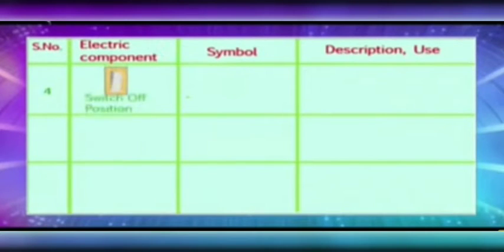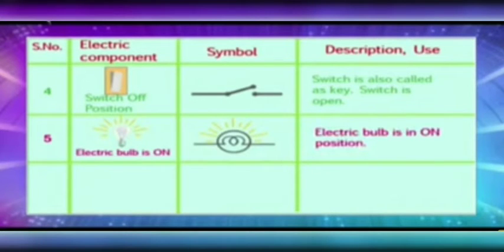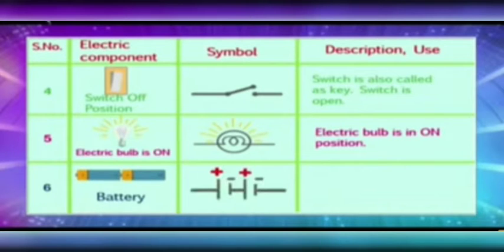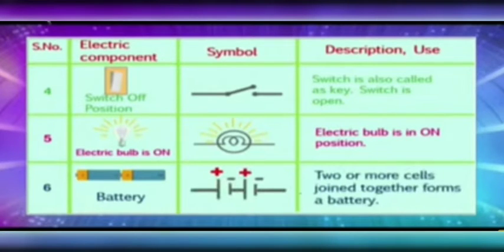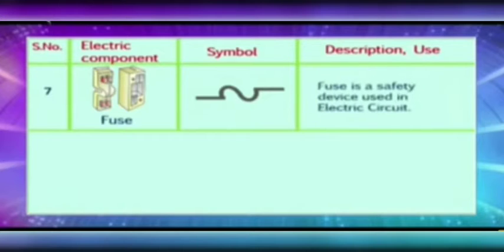4. Switch off position. Switch off symbol. Switch is also called a key. Switch is open. Fifth, electric bulb is on. Electric bulb on symbol. Electric bulb is in on position. Sixth, battery. Battery symbol. Two or more cells joined together forms a battery. 7. Fuse. Fuse symbol. Fuse is a safety device used in electric circuit.